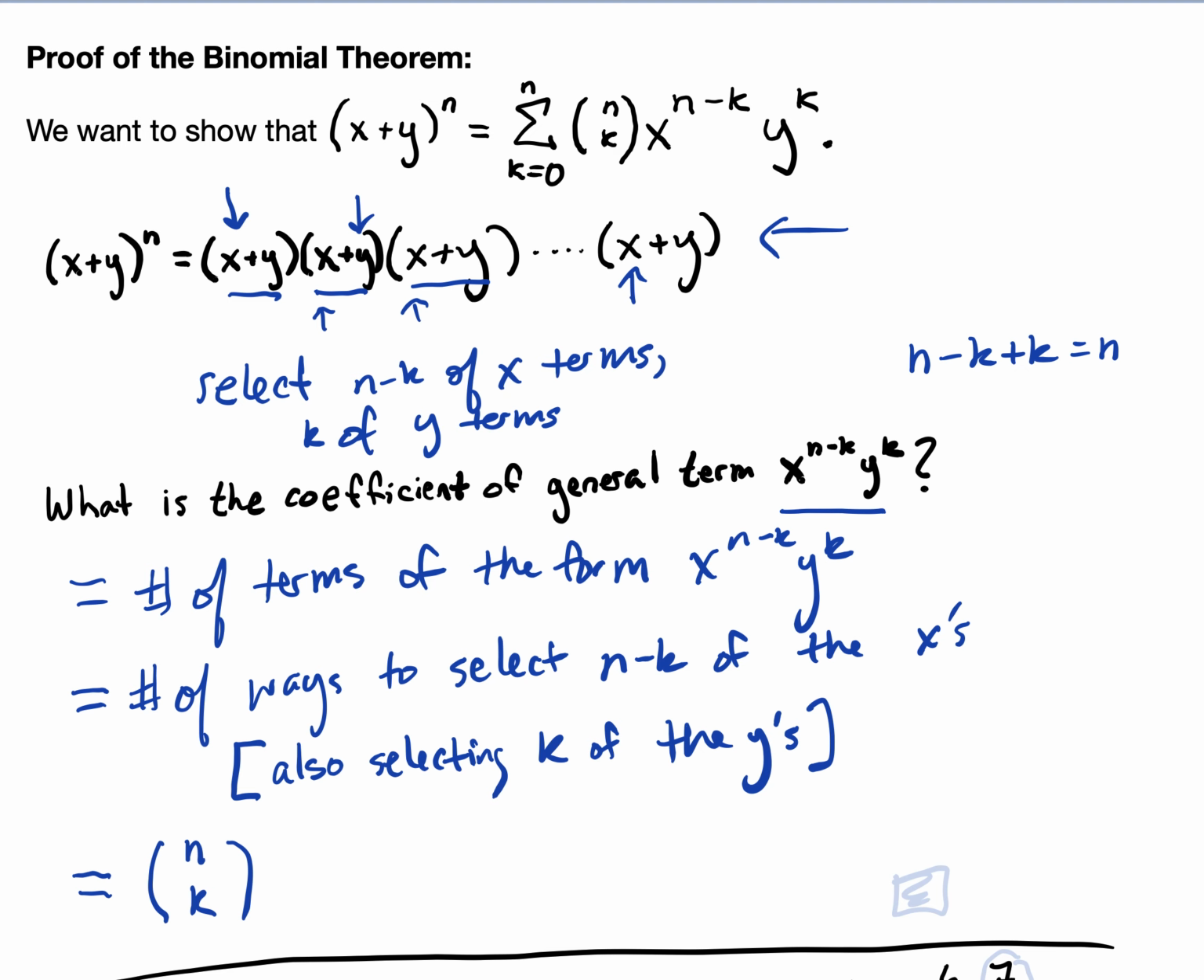So we have proven this theorem. We've shown that the expansion of x plus y to the nth power is composed of terms of the form x to the n minus k times y to the k, and we've shown that the coefficient of each of those terms is n choose k, and therefore we are done. We've completed the proof.